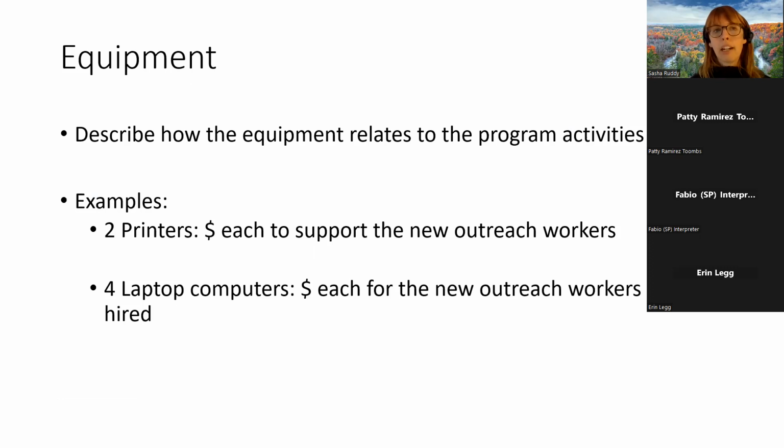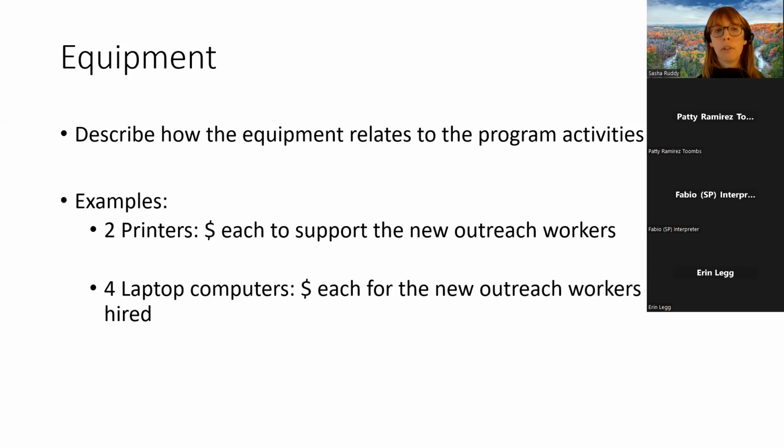The next subcategory is equipment. So what we're looking for is to describe how the equipment relates to the program activities. For the examples given here, the top example is 2 printers. How much are those printers each? And how is it supporting the work?